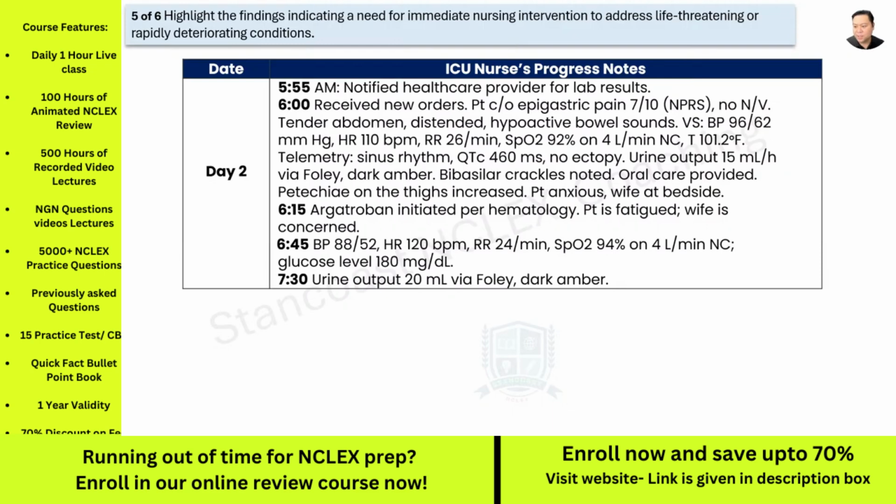So these documentations are actually reflective of what we read earlier in the progress notes. So this is still on day 2, ICU. So let's just scan through here. At 5:55 in the morning, notified healthcare provider for lab results. 6 a.m. received new orders. Patient complained of epigastric pain, 7 out of 10, per numeric pain rating scale, no nausea, vomiting, tender abdomen, distended, hypoactive bowel sounds.